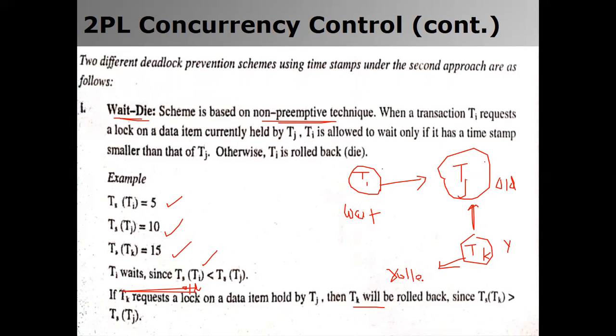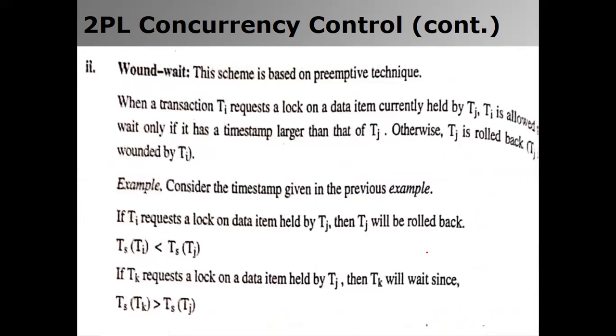So either we are waiting, or if it is a younger transaction that wants the execution first, that younger transaction has to be rolled back. So this is a non-preemptive technique which is called the wait die protocol. Whenever a transaction is rolled back, it means it dies and it will later be started with a new timestamp value. So that is the wait die protocol: the old transaction is waiting and the young transaction is dying in this case.